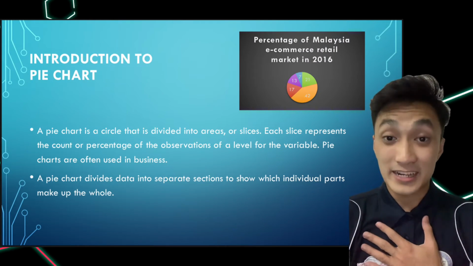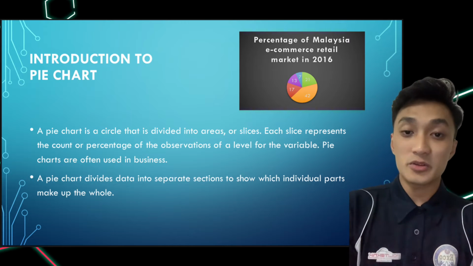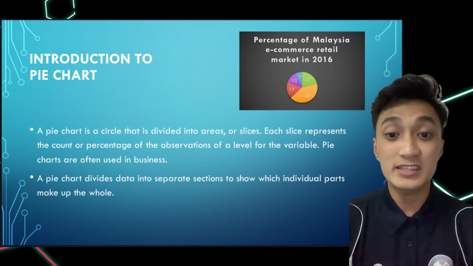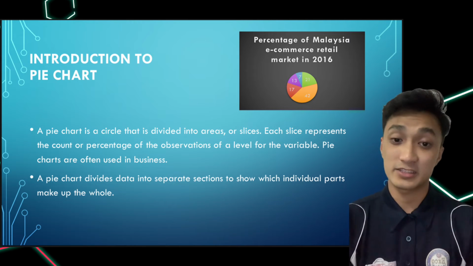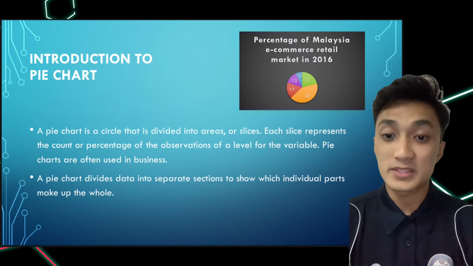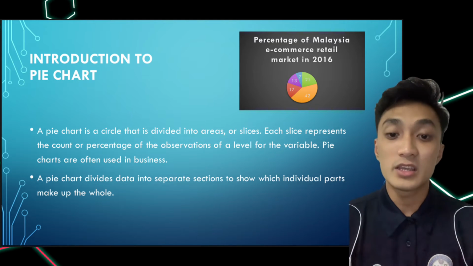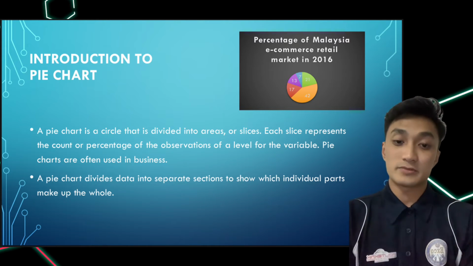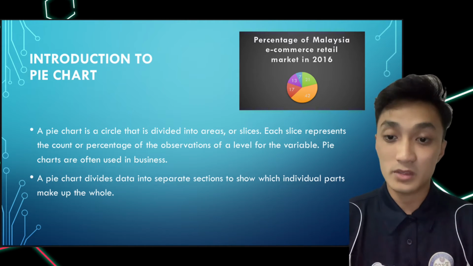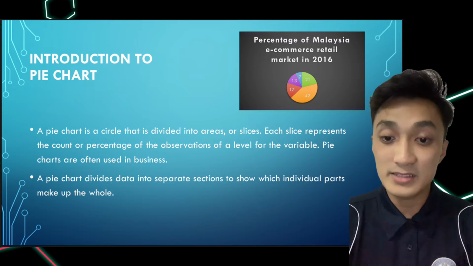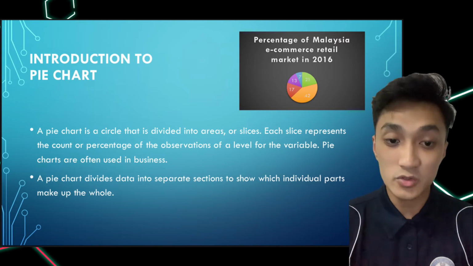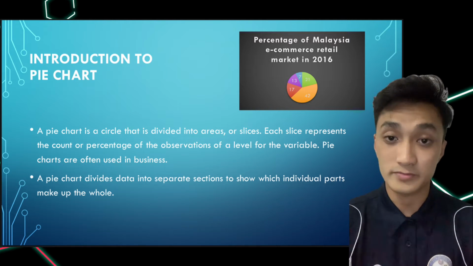My name is Mohammed Khalid Hanais, and I will introduce you about pie chart. A pie chart is a circle that is divided into areas or slices. Each slice represents the count or percentage of the observations of a level for the variable. Pie charts are often used in business. A pie chart divides data into separate sections to show which individual parts make up the whole.